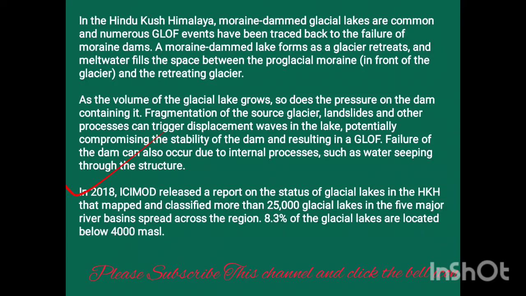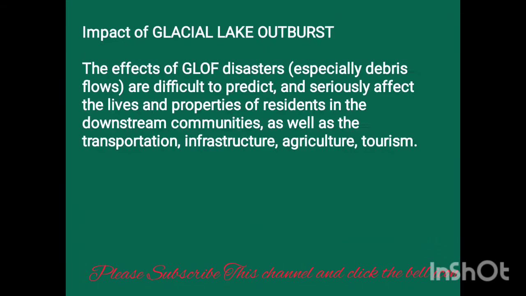In 2018, ICIMOD released a status report on the glacial lakes in the Hindu Kush Himalaya that mapped and classified more than 25,000 glacial lakes in 5 major river basins spread across the region, and 8.3% of the glacial lakes are located below 4,000 metres above mean sea level.